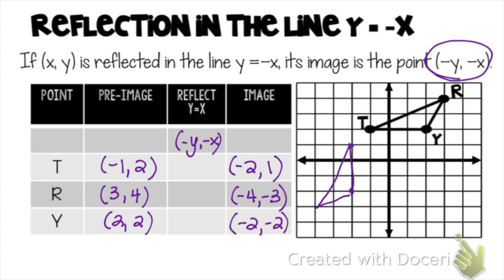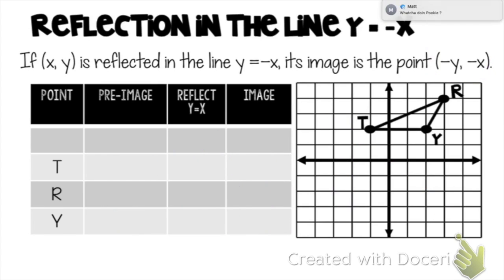So here's that new picture, and this line, what we're thinking about is it's going to be right here. It's going to have the negative slope and go through the origin. So those are the 4 reflections that you need to learn and know those rules for.